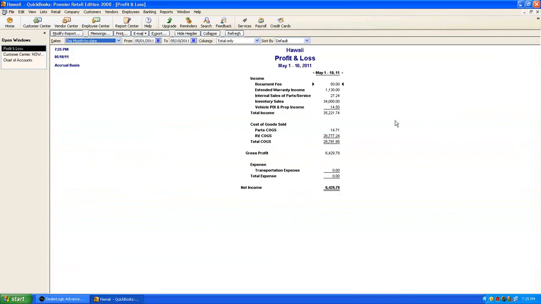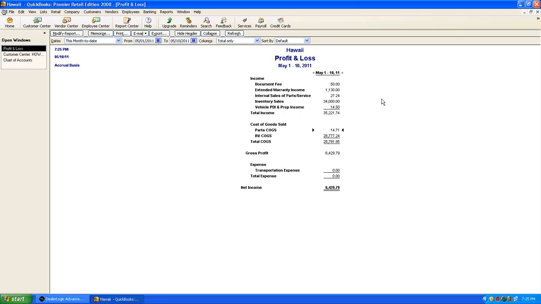Let's run a profit and loss. We've ran it for the transaction for today. Notice here that under the income, we have our document fee of $50. Our income from our extended warranty was $1,130. We have internal part sales income of $27.24. This was a sale of our vehicle. We included our PDI to a bottom line for a total income of $30,221.74.